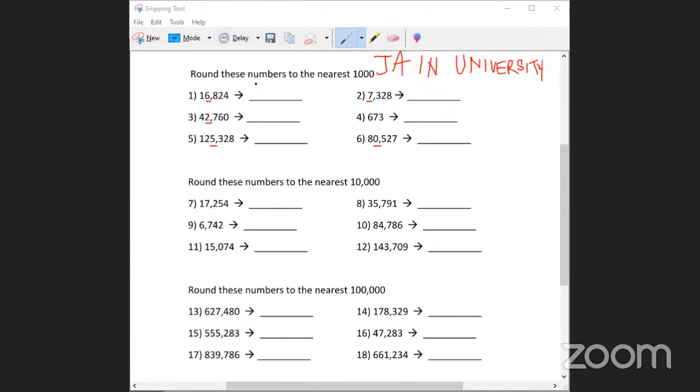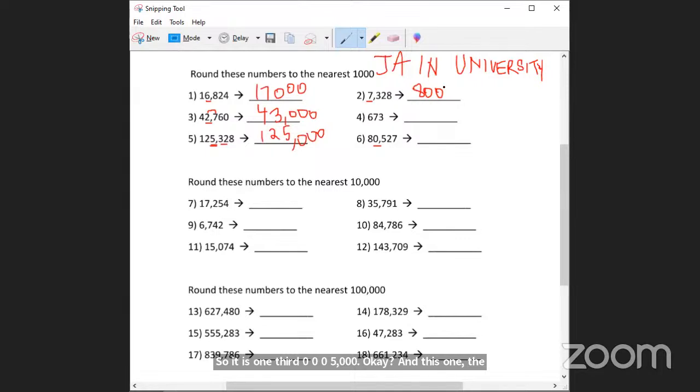So the first one is 17,000, and this one is 2,700. So the nearest is 43,000, and this ending with 5, and this is 5,300. So it is 125,000. 5,000. Okay. And this one is 7,328. So the nearest one is 8,000.